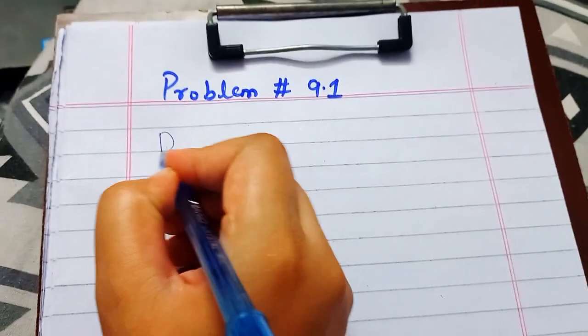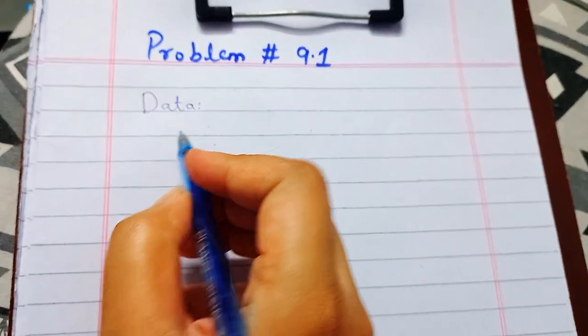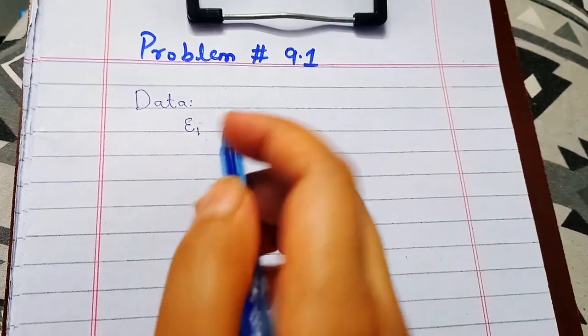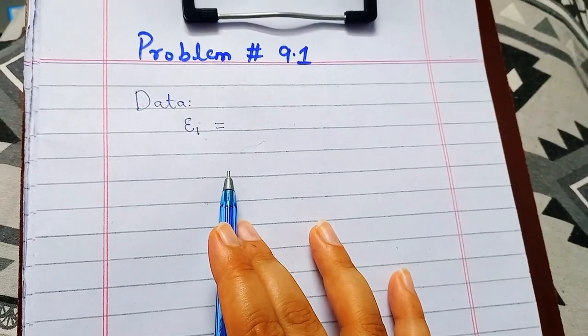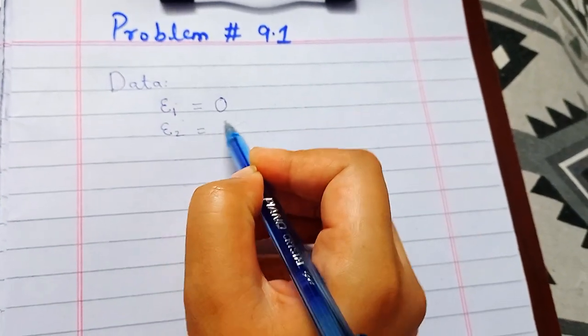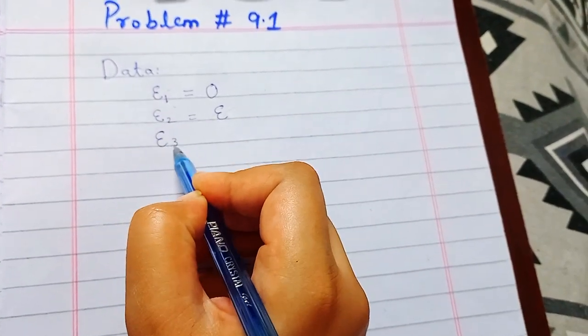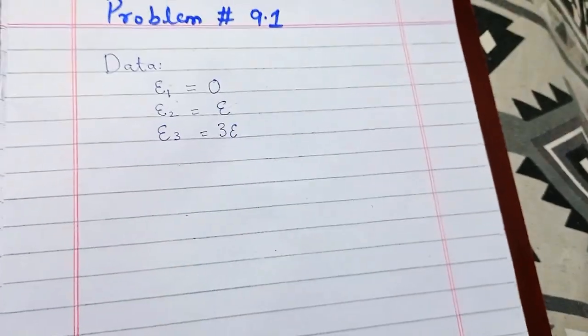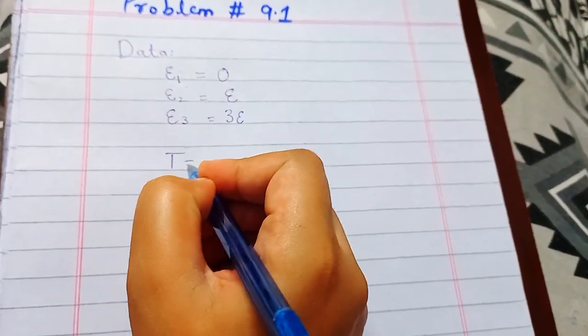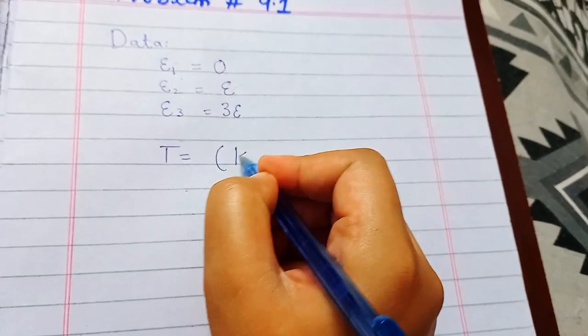So let's start writing the data. Okay, and we have three kinds of energy levels here. I'm calling the first energy level E1 and it's 0. Okay, the second energy level E, and the third energy level 3E. All right, now next we are given an expression for temperature, that is (k beta) whole power -1.